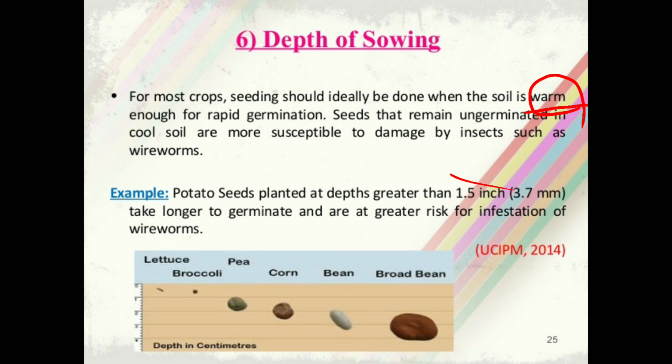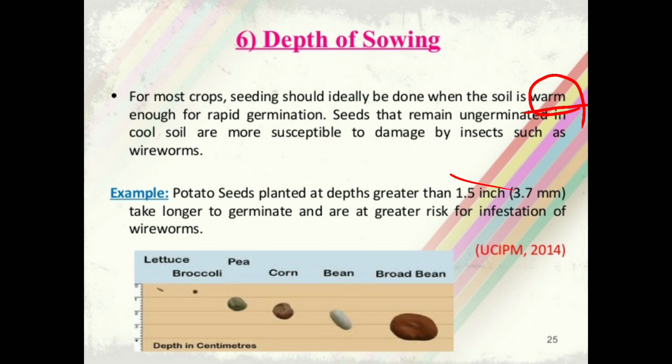And if you sow the seed in fully saturated soil with moisture, germination of the plant takes place, but not at that point. That is, germination is slightly inhibited due to the attack of some soil borne microflora due to the presence of sufficient moisture in soil. So depth of sowing also plays an important role in the management of soil borne diseases.